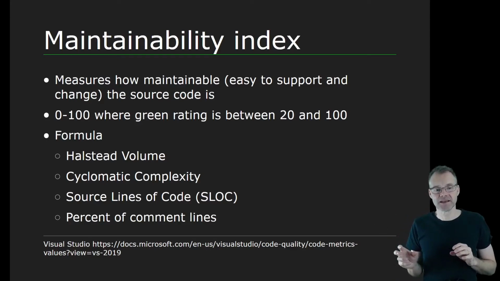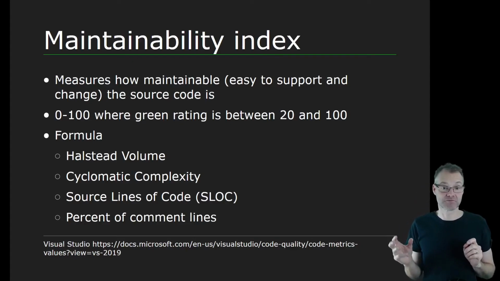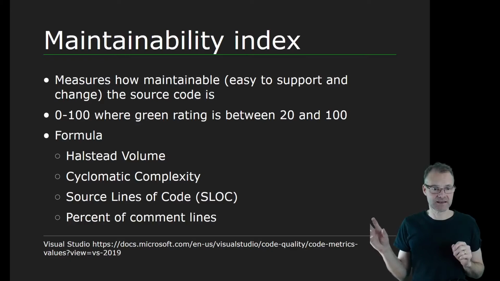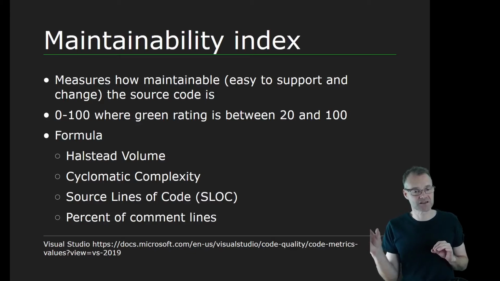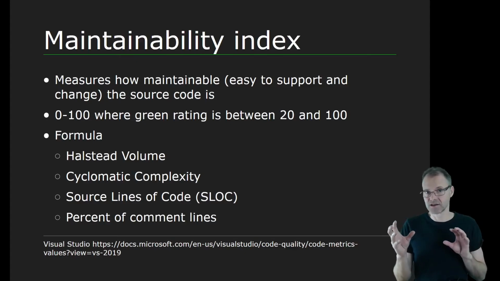Maintainability index is trying to say how maintainable a part of the code is, how easy it is to support and change. And the formula behind it is using the Halstead volume, the cyclomatic complexity of the code, counting the source lines of code and the percent of comment lines. Here they are relating the percent of comment lines to how easy software is to maintain. Good or bad? Well, that is how they do it.